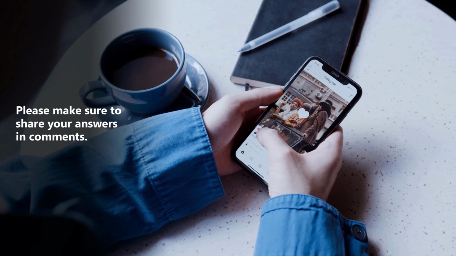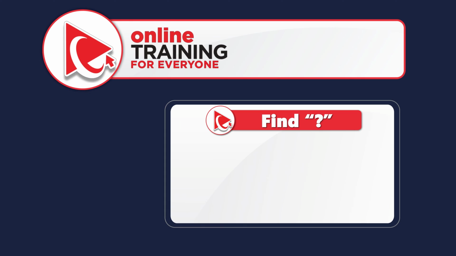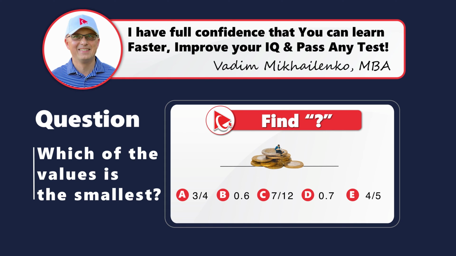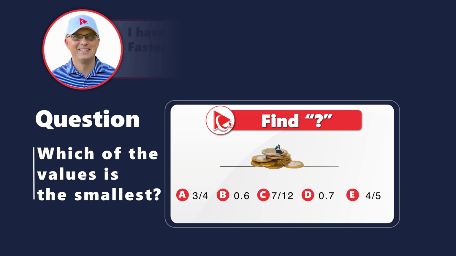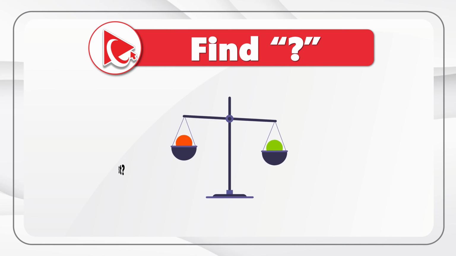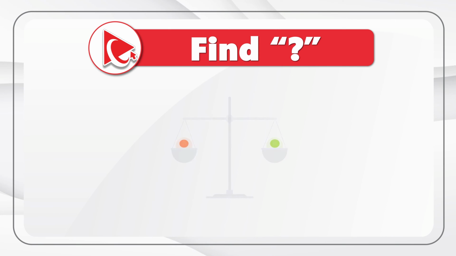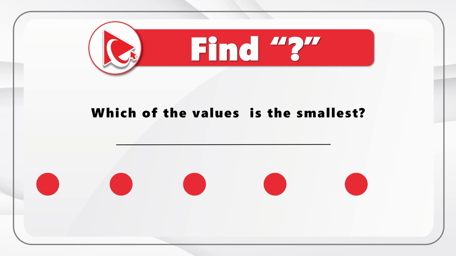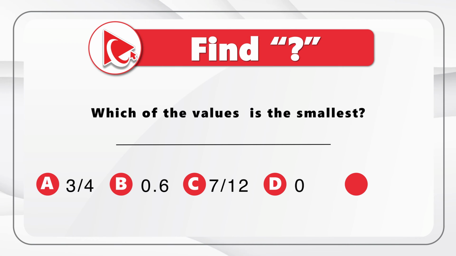Here's one of my favorite questions to test your analytical skills and attention to details. You need to determine which of the values is the smallest, and you're presented with 5 different values. The choices are A, 3/4, choice B, 0.6, choice C, 7/12, choice D, 0.7, and last but not least, choice E, 4/5. Take a close look to see if you can come up with the answer.